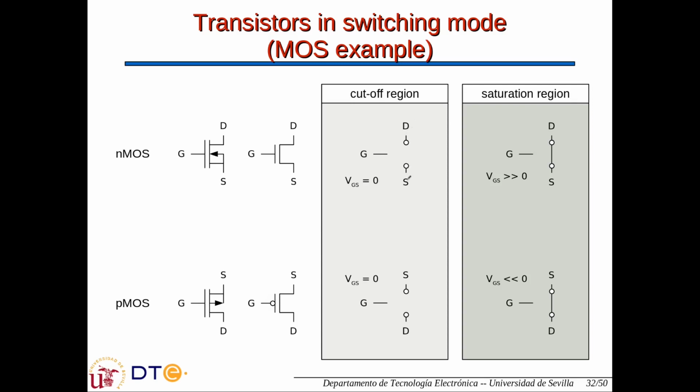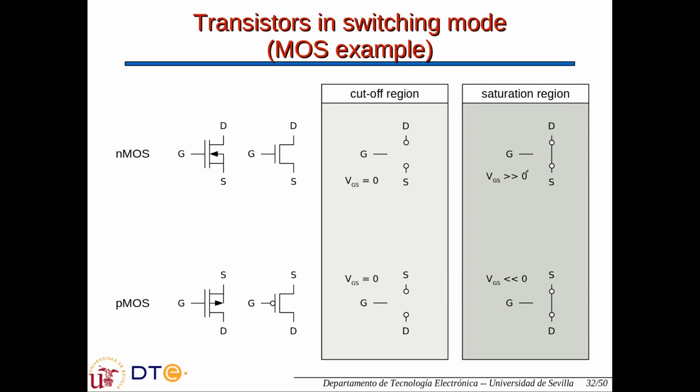It doesn't conduct any electricity. When the voltage of the gate compared to the source is greater than zero, it has to be greater than some threshold level. It's like 0.7 volts, some small amount. Then the transistor gets into the saturation region and it drives electricity very well.